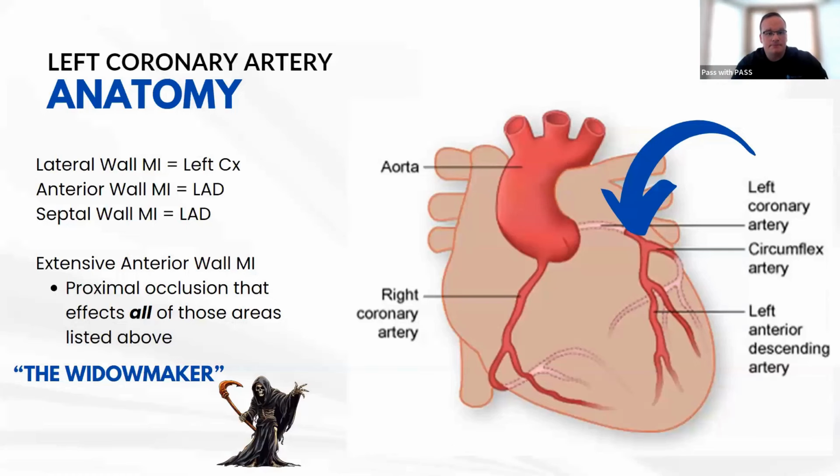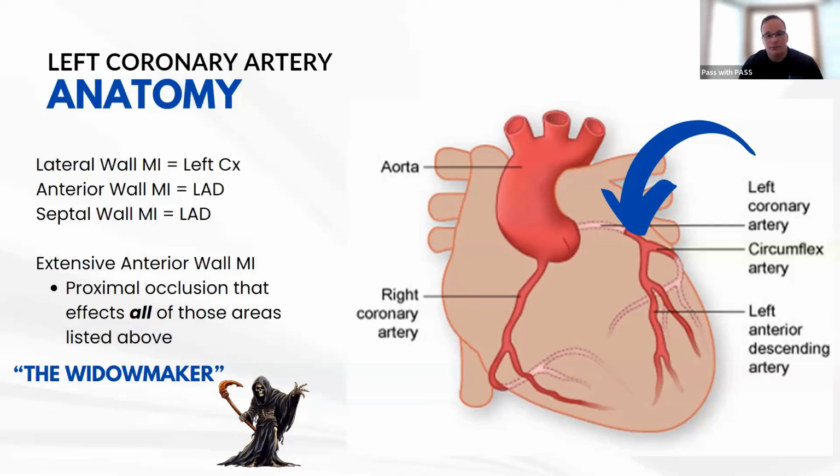So one type of MI that I briefly mentioned as we were doing some practice 12 leads earlier is, what if I have ST segment elevation in my septal, anterior, and lateral leads? So V1 through V6, my precordial leads. That is called an extensive anterior wall MI, or the widowmaker. It's called the widowmaker because 80% of patients will die from having the widowmaker.